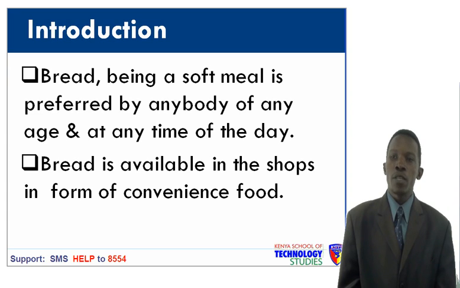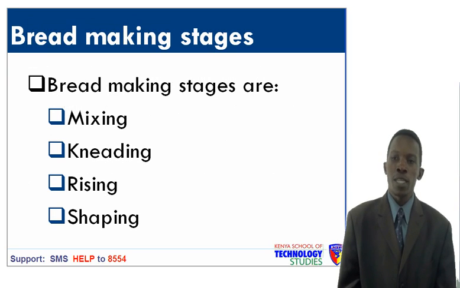Bread is available in the shops in the form of convenience foods, those foods that are usually prepared and kept ready for use. Some bread is there in the shops, you can buy. It is there ready. You can buy and use it just the way it is, or you prepare it further to make a certain type of meal.